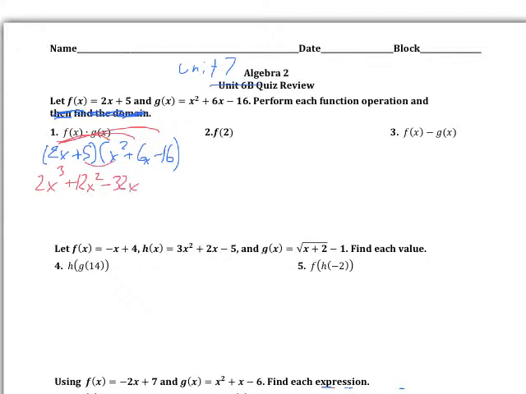And then when I come through and do these, that's 5x squared plus 30x, and then 5 times negative 16, I want to say that's going to be negative 80. So now I combine like terms, if there are any. 2x cubed does not have a like term, but 12x squared and 5x squared makes 17x squared. Minus 32x and plus 30x make negative 2x, and the minus 80 just comes along, and that's your final answer there.